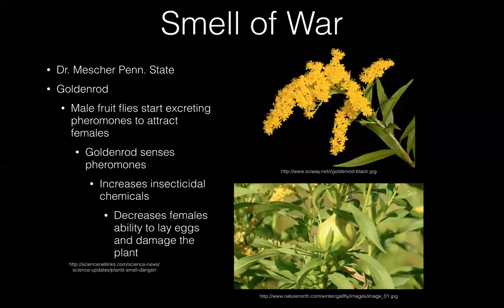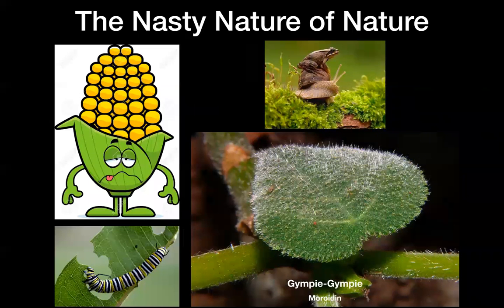As it reacts to it, it's going to increase insecticidal chemicals, those phytoalexins or plant secondary metabolites, and in doing so, it decreases the ability of the females to lay their eggs and damage the plant. That's a pretty incredibly sophisticated ability of the plant to, just using a few of those hormone molecules, the pheromones from the fruit fly, interact with the world around it, and then prepare itself for the world around it. But that's the kind of basic idea.